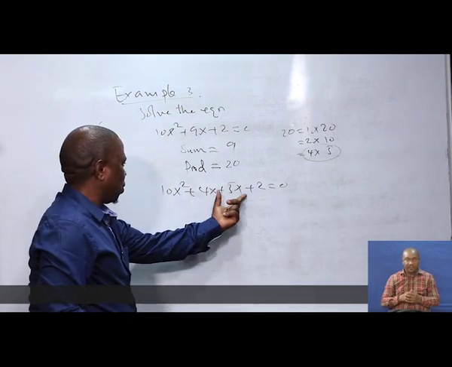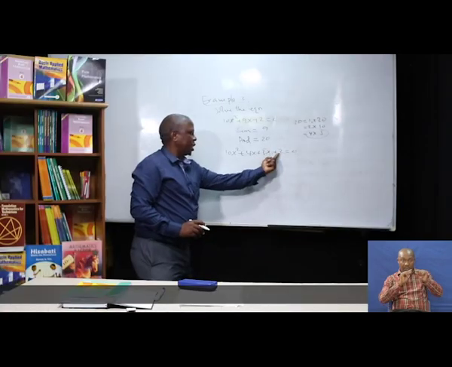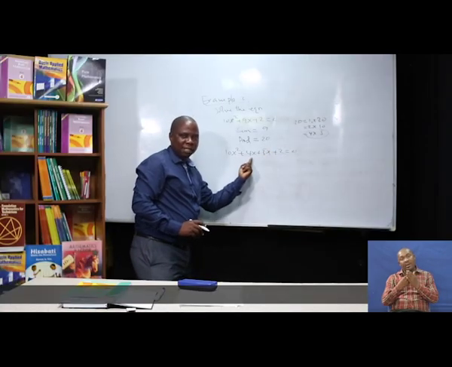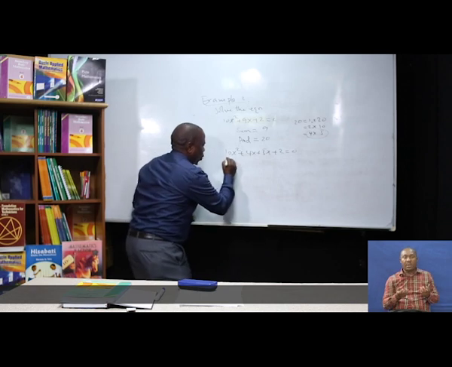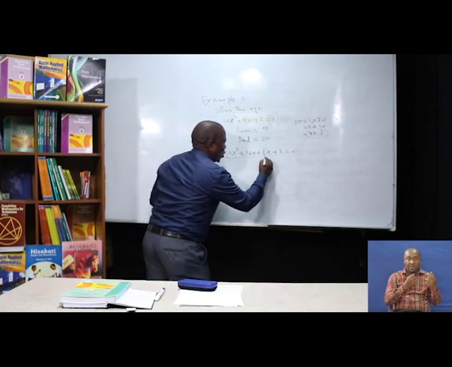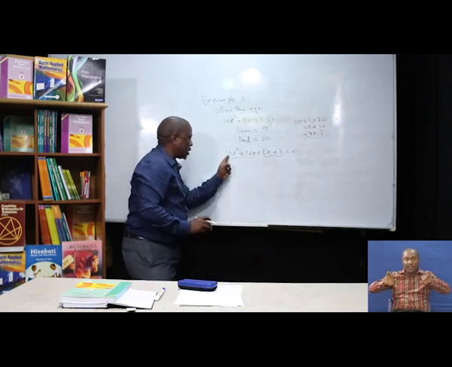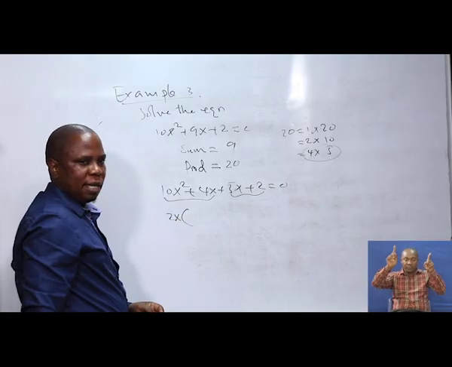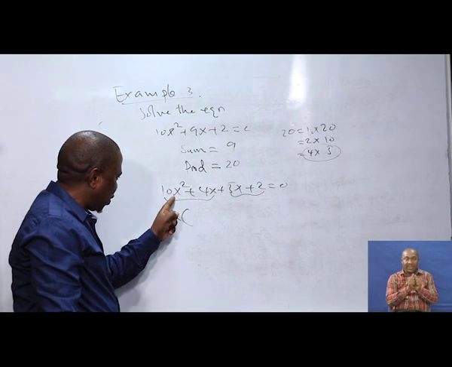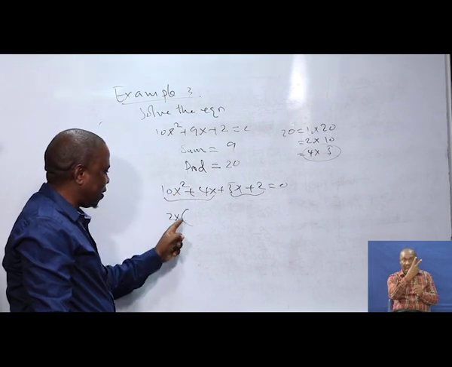Now, group them in 2. Look at this one. This and this, this and this. What is common between 10x squared and the 4x? Look at what is common and take it out. Factorize 2x. You group them. We have this and this. What is common between 10 and this one? 2 is common. X is common. Take it out. If you take 2x out, what will remain with it here? 10x squared divided by 2x.